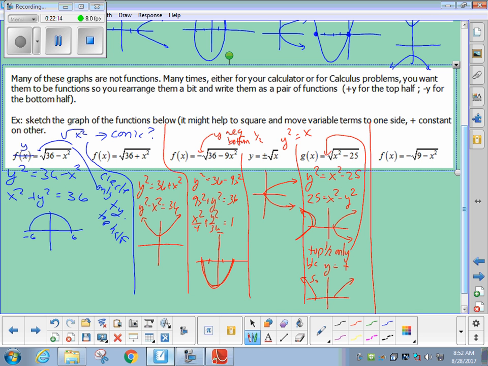How'd you do on G? Did you get top half of a sideways opening hyperbola? Is this going well, or is this going badly? Okay, I'll take that. Thank you for giving me some neck action, if not words. All right, try the last one.